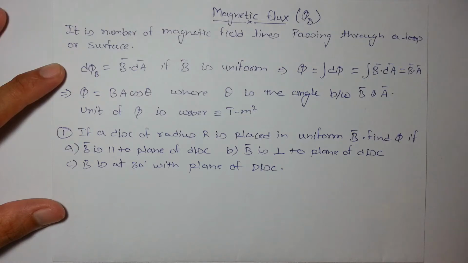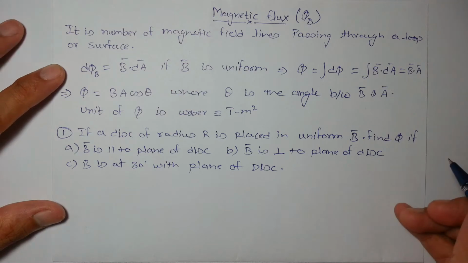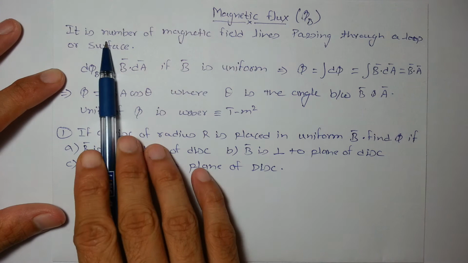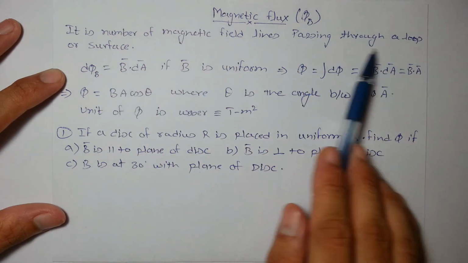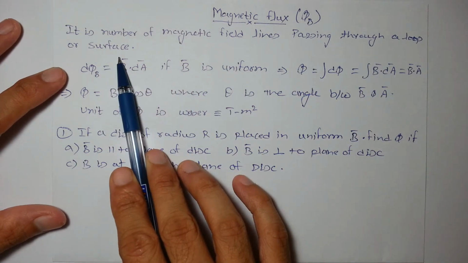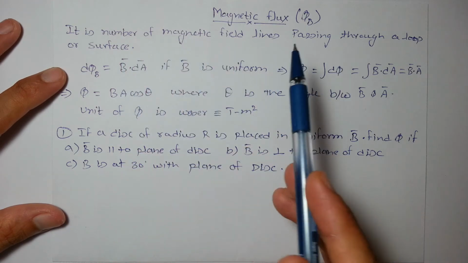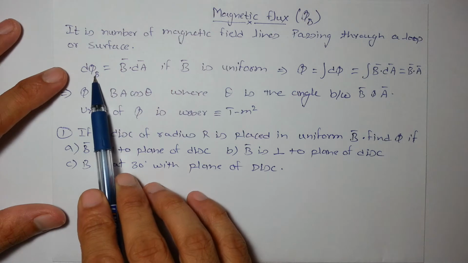Hello friends, we will be studying magnetic flux and let's start. So what basically is magnetic flux? It is the number of magnetic field lines passing through a loop or a surface. So it represents basically the number of lines passing through the surface or the loop.